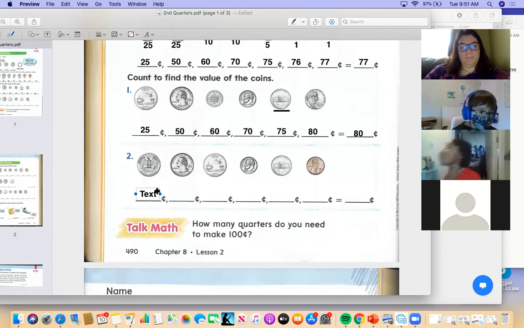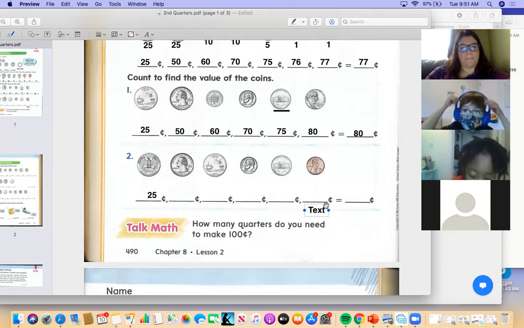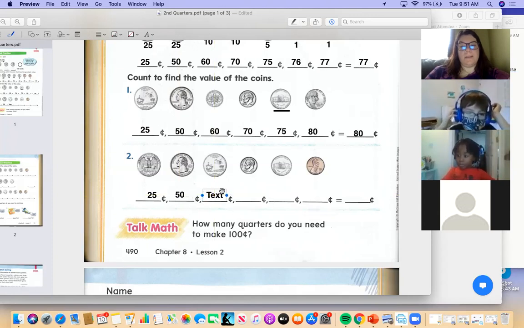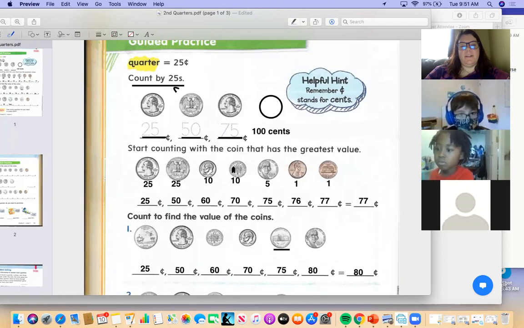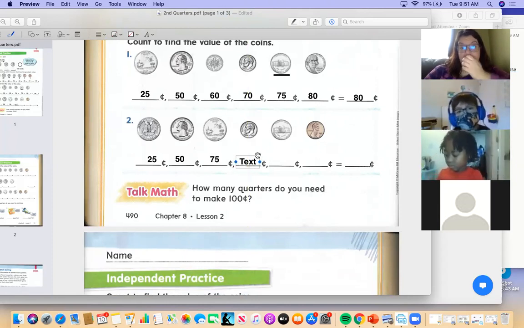Lucian, you want to help me with this one? Sure. We could put the values up if you like. Okay. So no, you don't need to do that. 25, 50, 70. So 3/4 is how much? 3/4 is 25, 50, 75. Okay. Now is 10 cents. Yep. 85. Nice. 90. 91. The answer is 91. Boom. Great job, Lucian.